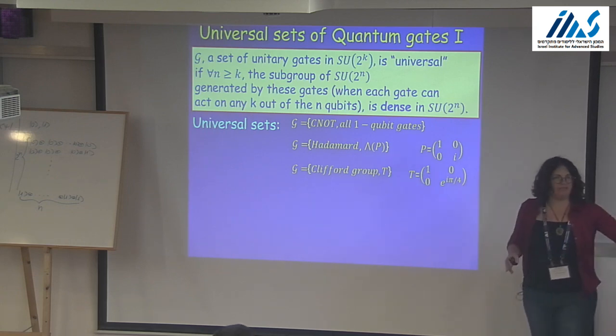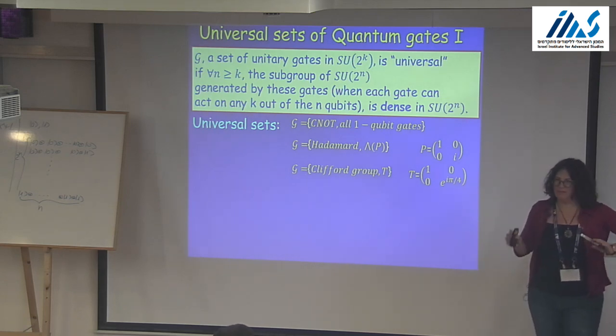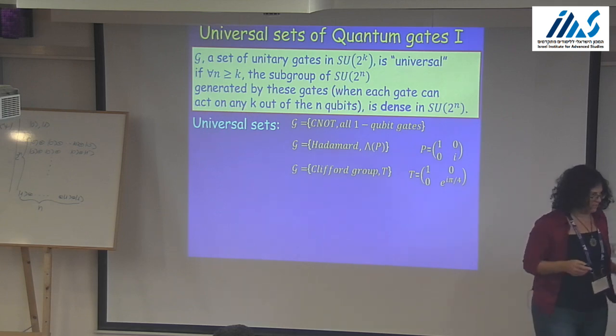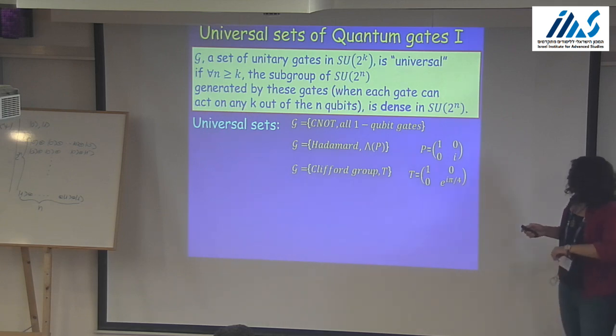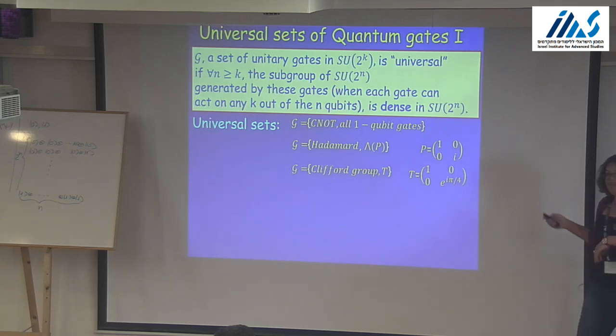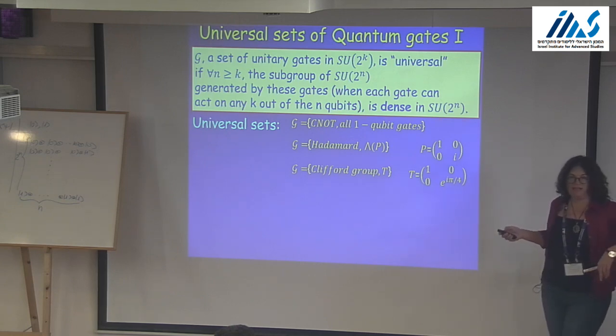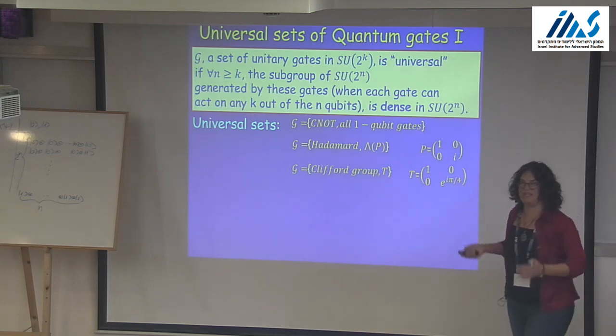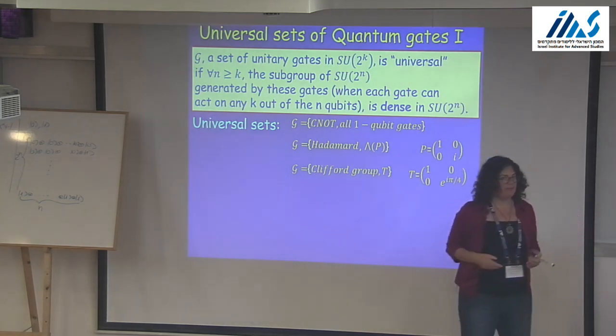I won't define the Clifford group. It's a nice group within the unitary group, which surprisingly is possible to simulate classically, and we will hear about it many times in this course. But anyway, I just wanted to say there are various universal sets of gates, so that we could use maybe any set of gates that we can somehow implement in the lab.